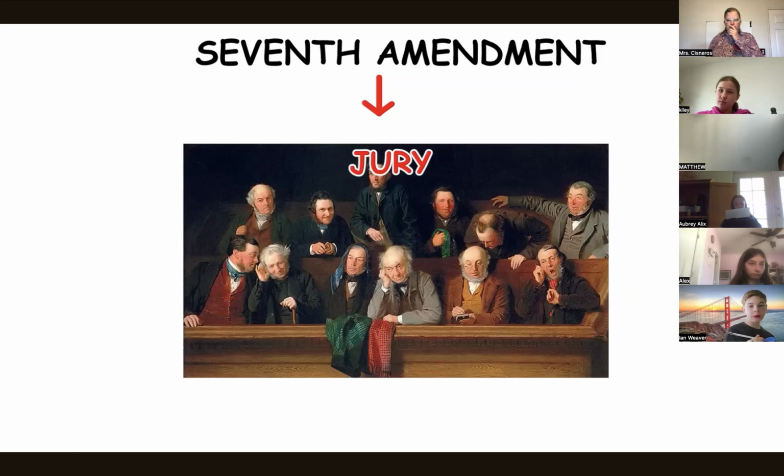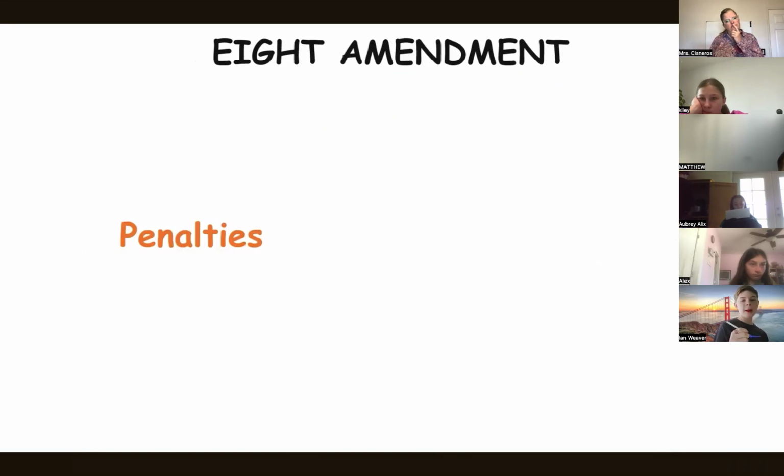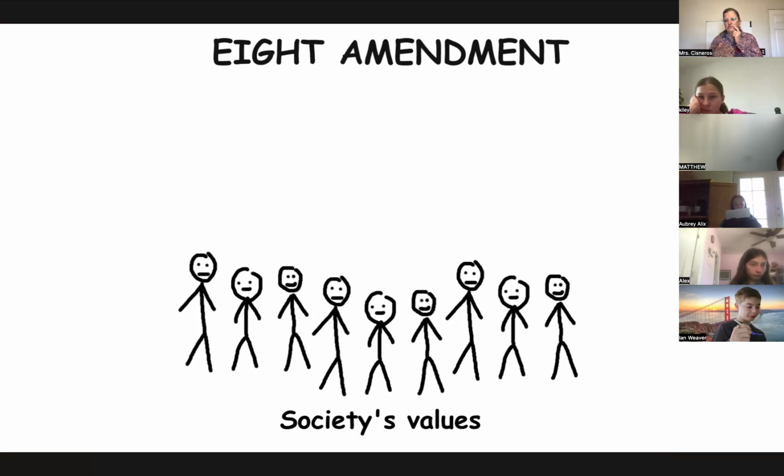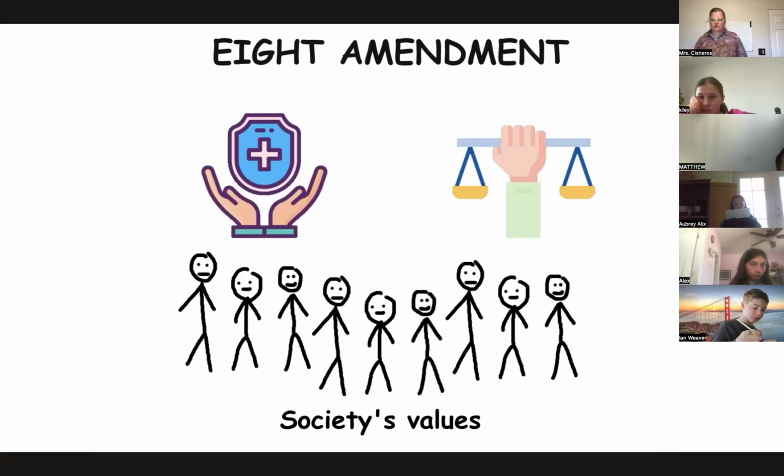It reflects the historical importance of jury trials in protecting individual rights against arbitrary government action. Eighth Amendment prohibits excessive bail and fines and cruel and unusual punishment, ensuring that penalties are fair and proportional to the offense. This amendment reflects society's values on humane treatment and justice, preventing the government from imposing overly harsh penalties.